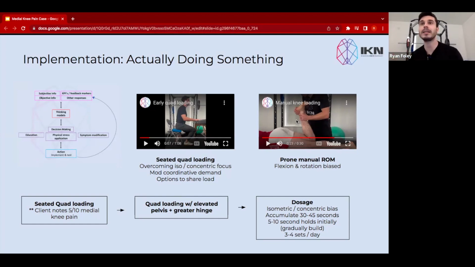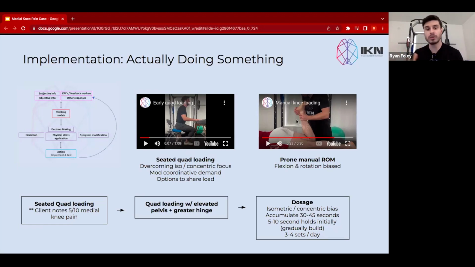Again, in a client that is very sensitive to load through the knee, through the quadricep, we may not want to do that initially. We may want to spread that force, share that force between the knee and the hip, and eventually progress towards concentrating that load into the quadricep. And that information is factored into our progression and regression loading framework as well.